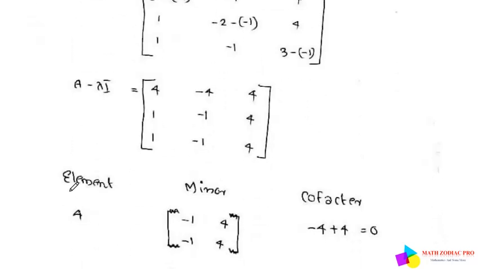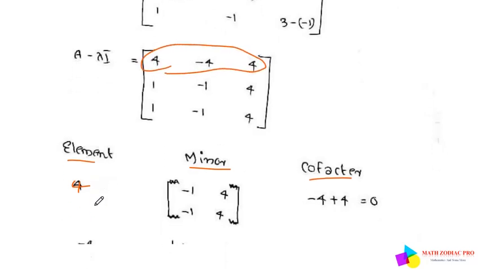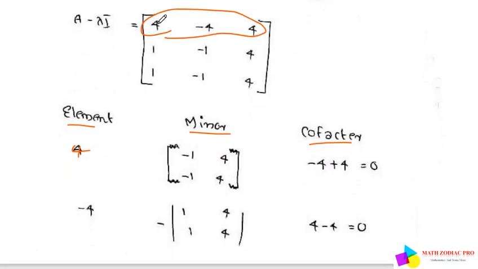Here we have to find the minor and cofactor. This is the first element, 4. We choose the first three elements. The first one is 4. So the minor, from the corresponding rows and columns, is minus 1, 4; minus 1, 4. So the cofactor is minus 1 into 4 minus minus 1 into 4. Minus 1 into 4 equal to minus 4, and minus into minus equal to plus 4. So the cofactor we get is 0.